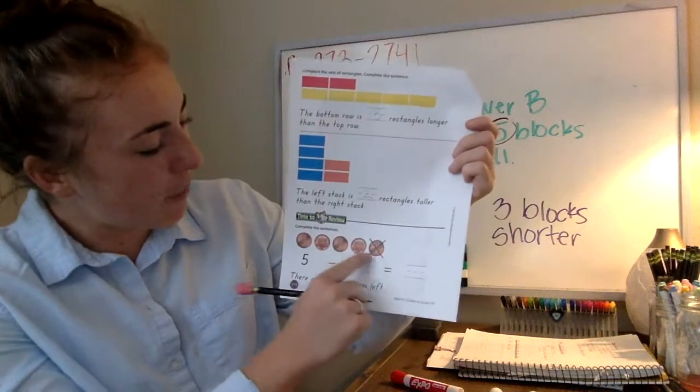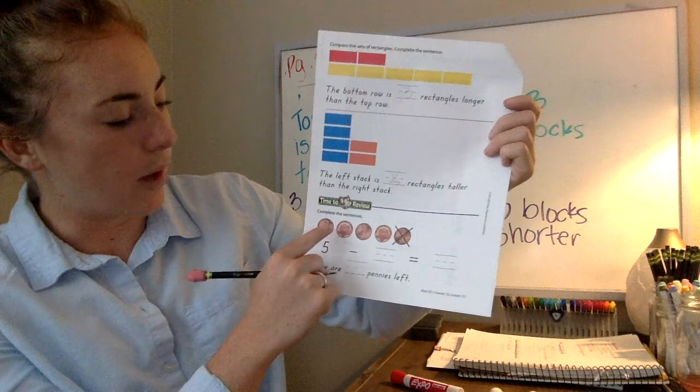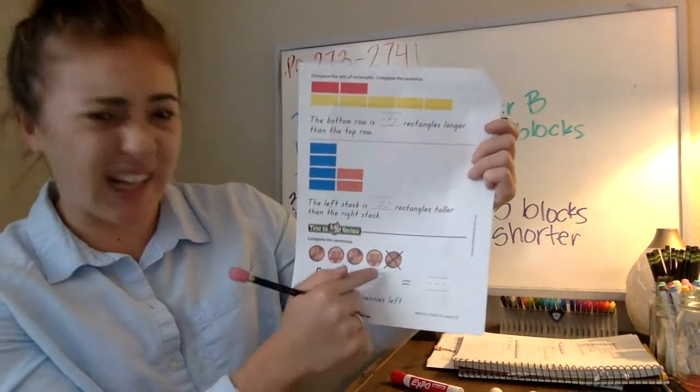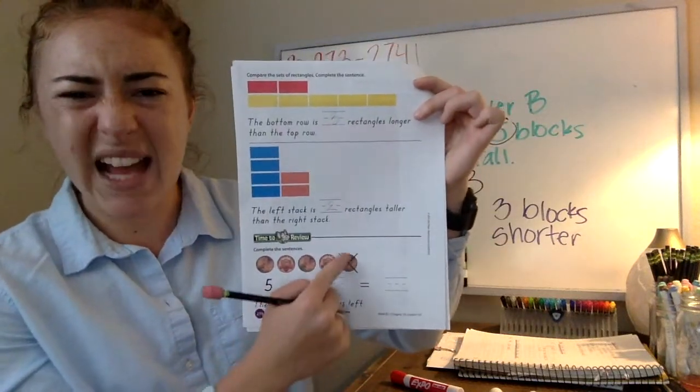The bottom says complete the sentences. It looks like we have pennies, and it says 5 because we're starting with 5. 1, 2, 3, 4, 5. 5 minus something equals something. So I want you to look at the picture and I want you to see, what does this X mean?